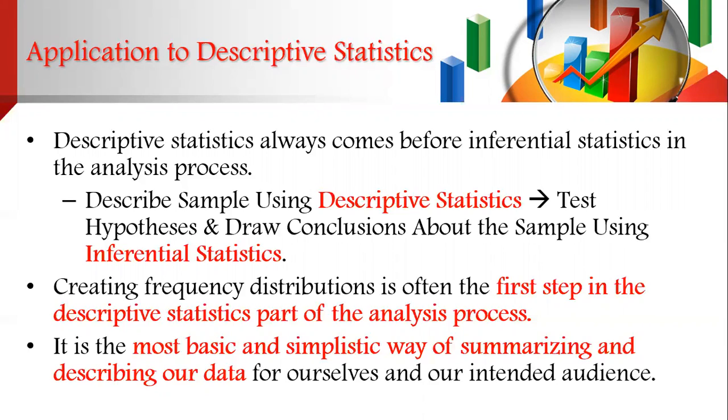So this is usually the first step, is that we go into the data and we run frequency tables on each of our variables, and it gives us a snapshot of each one. So just keep in mind that frequency distribution tables are the most basic and simplistic way of summarizing and describing our data for ourselves as well as our intended audience.